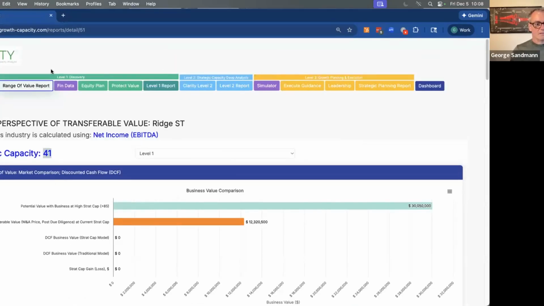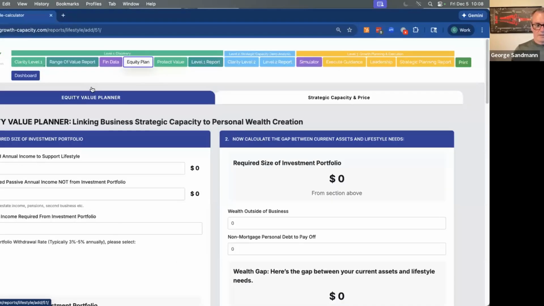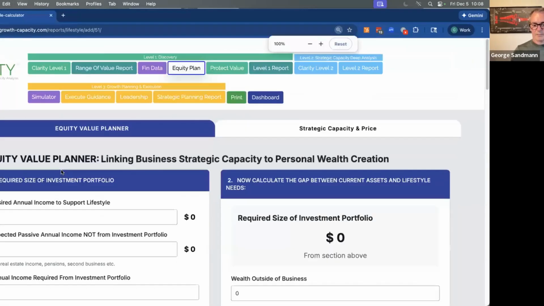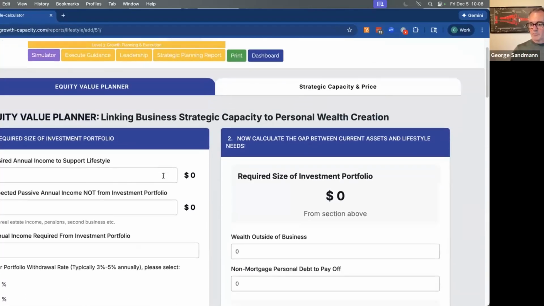Opening it is very easy. We just click on equity plan, and here we are, and it's blank. I'm going to bring this back up to full size. Okay. So here we are in equity value planner.